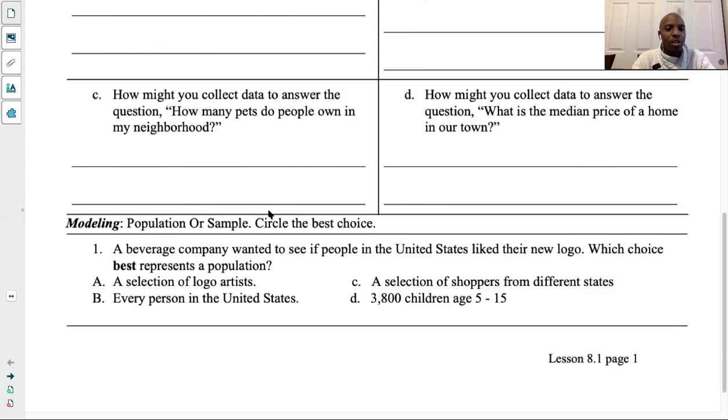All right. So number one of my modeling says a beverage company wanted to see if people in the United States like their new logo. So people in the United States, do they like their new logo, right? And which choice best represents a population? Now, remember, a population is whatever we're talking about, whatever the actual given people are. It's not a specific amount of people out of a population. It's the area of interest. So in this case, the area of interest is people in the United States. Which choice represents a population?